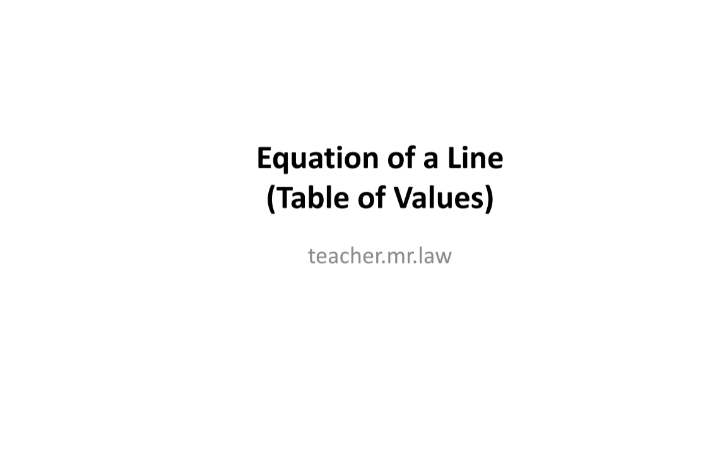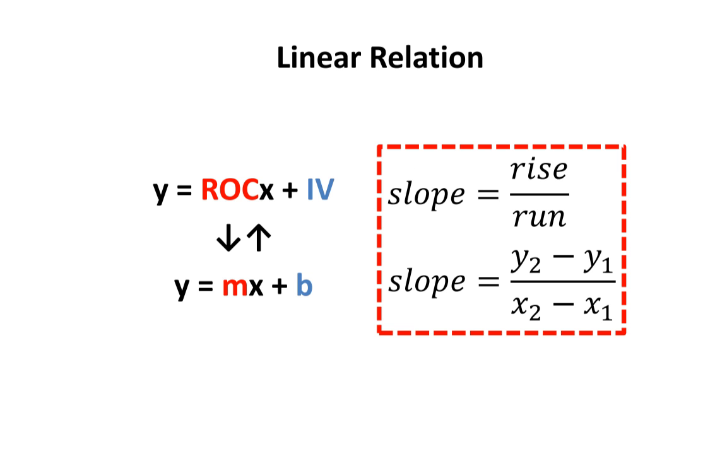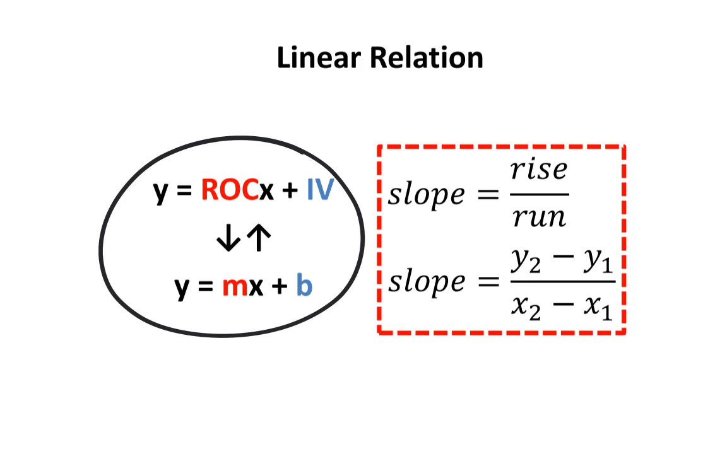In today's lesson, we'll be learning about the equation of a line with a focus on table of values. In a previous lesson, we learned that a linear relation is really just a pattern, and a pattern can be represented with an equation. Both of these equations mean exactly the same thing. Rate of change is the same thing as slope, and initial value is the same thing as the y-intercept.